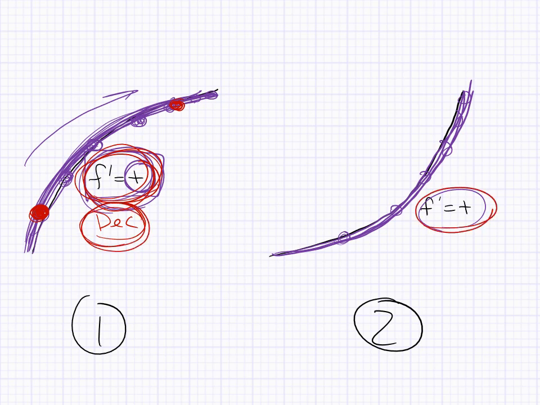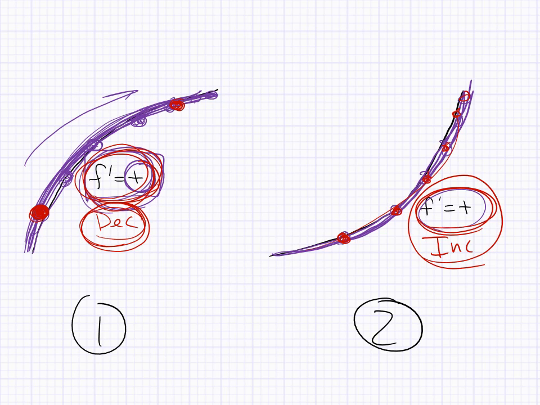Here my derivative is positive, so my slopes here, here, here, here are all positive, but the slope here is smaller than this, than this, than this, because the graph is getting steeper as I go, so my derivative is increasing. The function is increasing as well as the derivative itself.